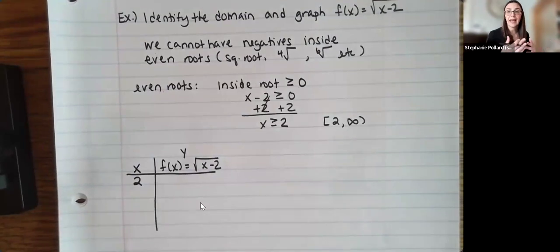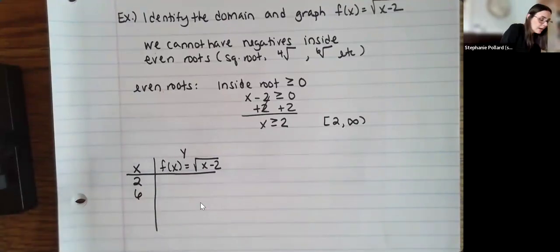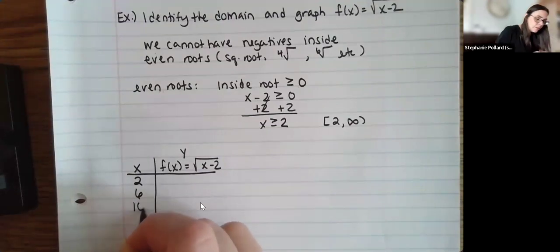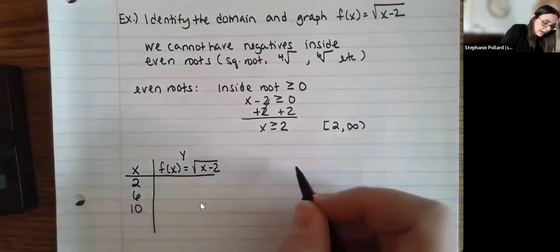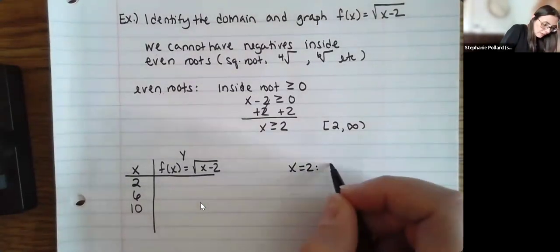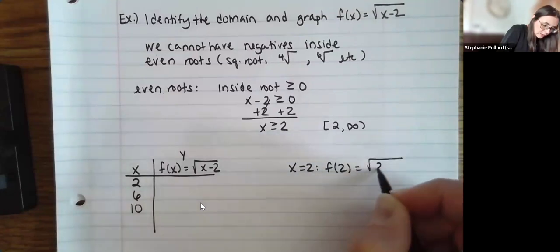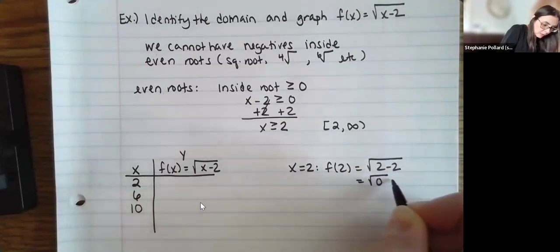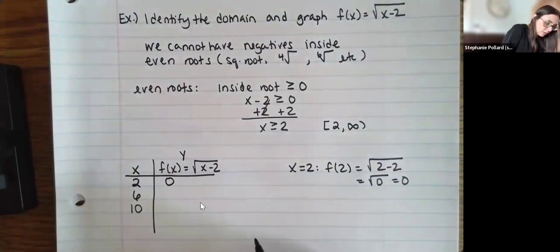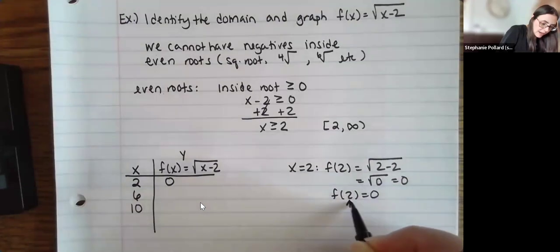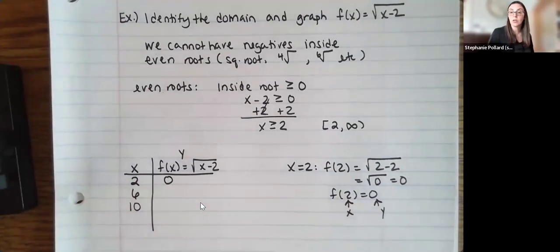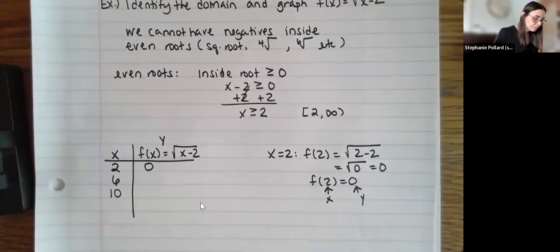Now, if you think a little bit ahead, you may be able to figure out good ones to pick. So I'm going to do 6 because that will give me a nice root that I can work with. But if not, let me see, I'm going to pick 10 as well. You can just use your calculator. So here I would plug in 2. So for x equals 2, f of 2 would be the square root of 2 minus 2, which is the square root of 0 or 0. So there's my first point, right? 2, 0. Don't forget when you have function notation, this is your x and your output there is your y. So you do have a point when you're plugging in these values.